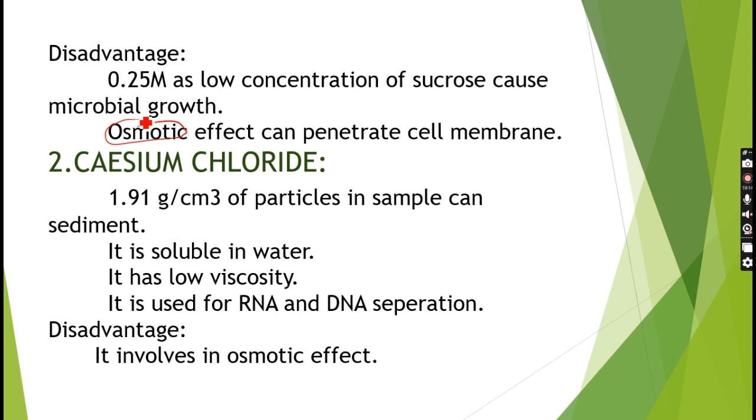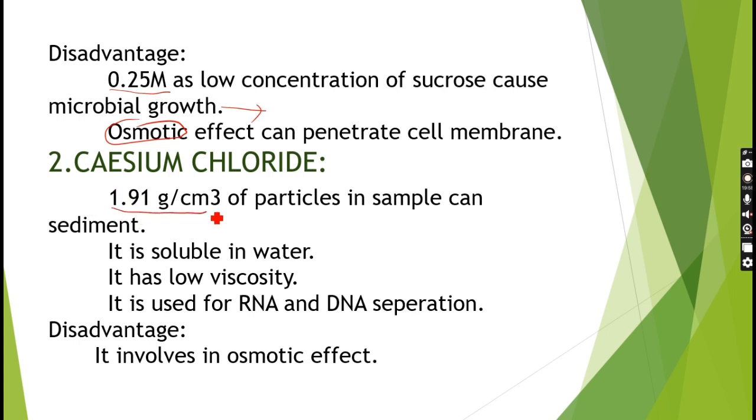So, for cells like viruses, handling with the sucrose is very important, to handle it perfectly. It may also penetrate the cell membrane and cause lysis of the cell. So, the usage of sucrose can also cause the osmotic effect. A commonly used sucrose is 0.25 M, that is 0.25 molarity, which is a very low concentration. Due to its low concentration, microbial growth can also be possible. Due to the microbial growth, there will be a deflection in the sample quality.